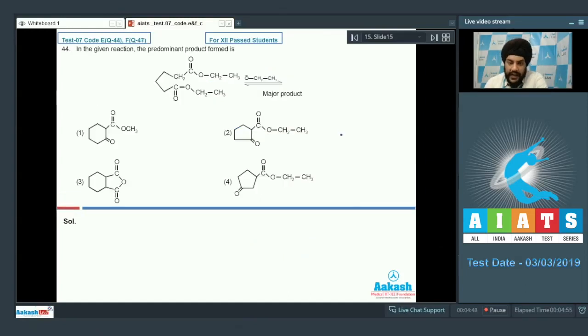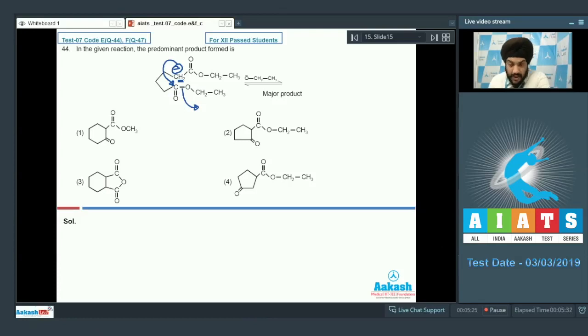Question number 44. In the given reaction, the predominant product formed is. So we have been given a structure which is allowed to react with the ethoxide ion. Now we know that the alpha hydrogens are acidic and the molecule is symmetric. It does not matter which alpha hydrogen we choose. So for simplicity, we can assume that this hydrogen be extracted. It will lead to the generation of a carbanion at this position. This carbanion shall attack intramolecularly and cause this EtO minus group to leave.